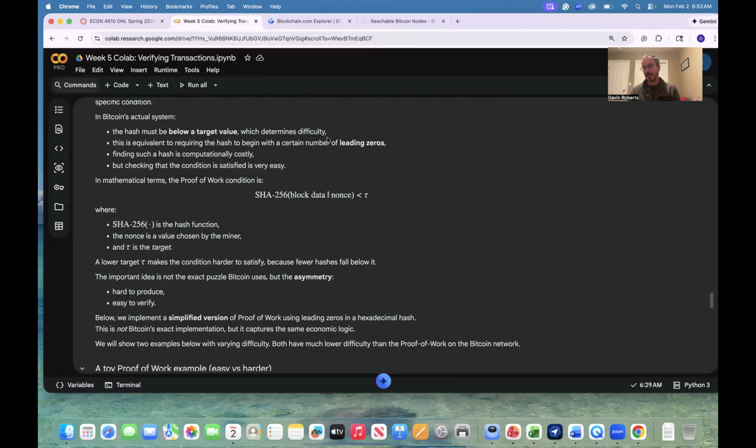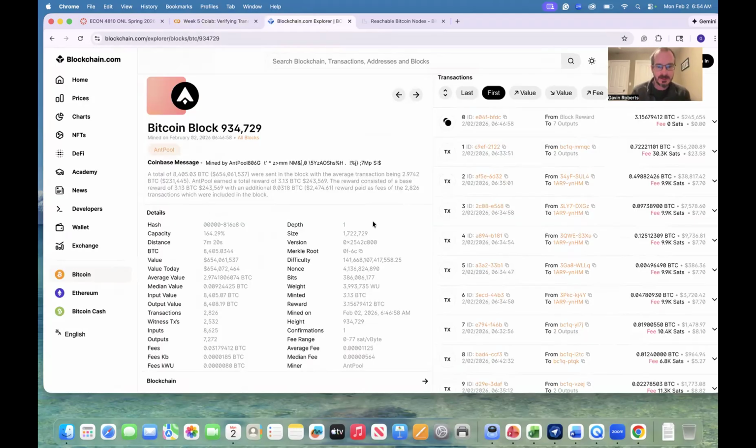So we hash a block that leads to a fixed length output, but we know that that output changes dramatically every time we change any tiny part of the block. For example, by updating this number called the nonce, if I just change that by 1 unit, I'm going to get a totally different hash. And so this is equivalent to requiring the hash to begin with a certain number of leading zeros, by the way. That's one way to think about it.